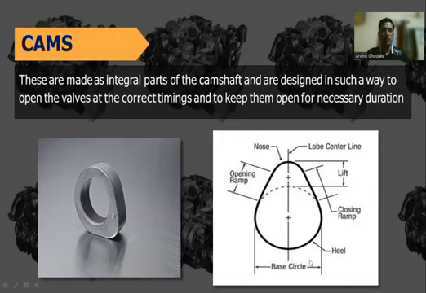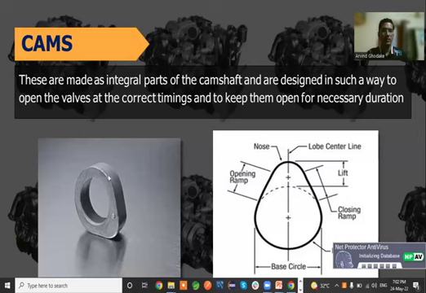It consists of a heel and nose. This portion is called the nose and this portion is called the heel. The length between the ends of the heel is called the base circle. This is called the opening ramp. This is called the closing ramp, and this is the axis, also called the lobe center line, for the cam. This is the three-dimensional view of the cam.